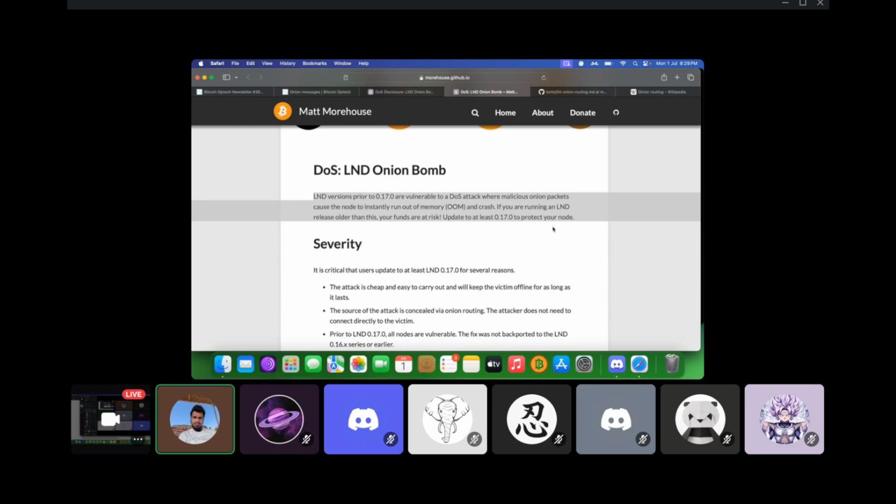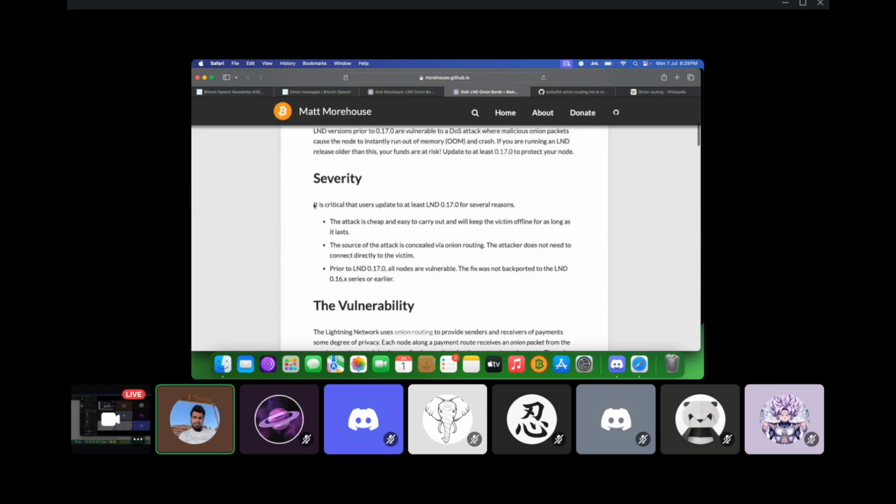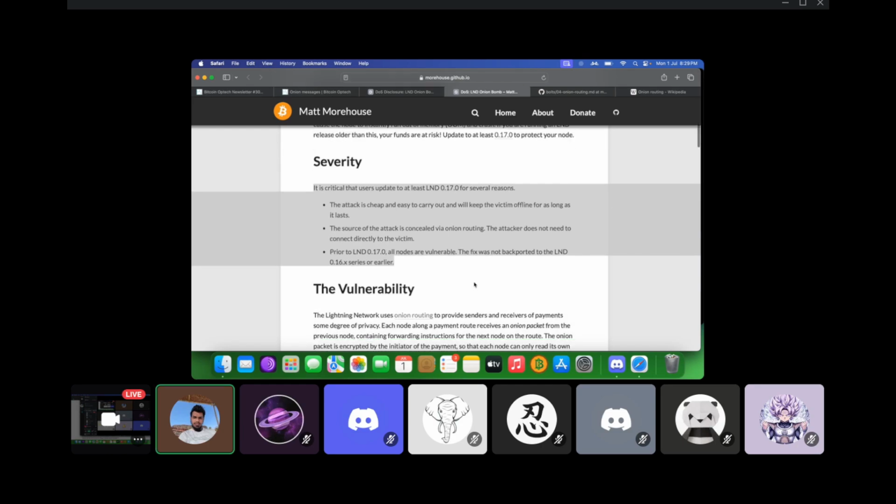Okay, what's the severity of this attack? It is critical that users update to at least LND 0.17.0 for several reasons. Okay, so the author now lists a few reasons which will force the users to upgrade. What are those reasons? The attack is cheap and easy to carry out and will keep the victim offline for as long as it lasts. All right. So this attack is very cheap.